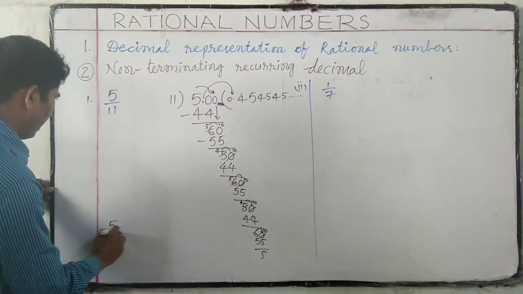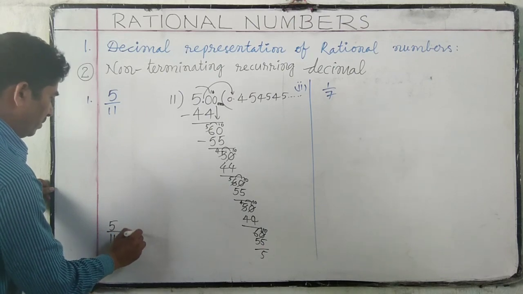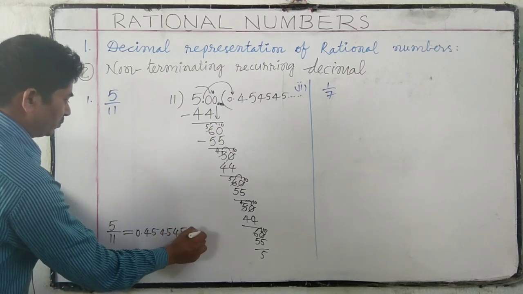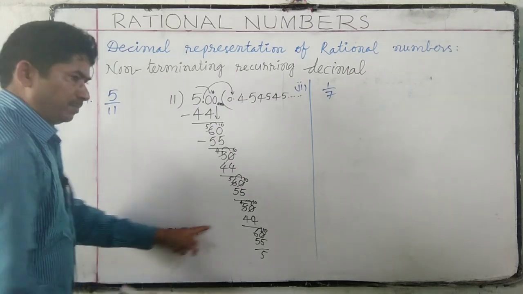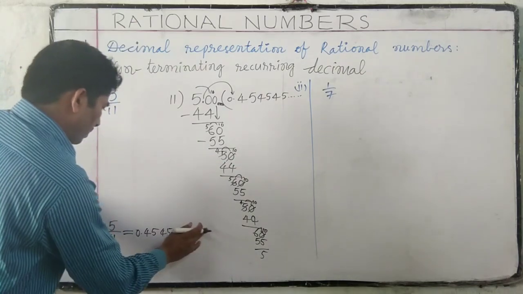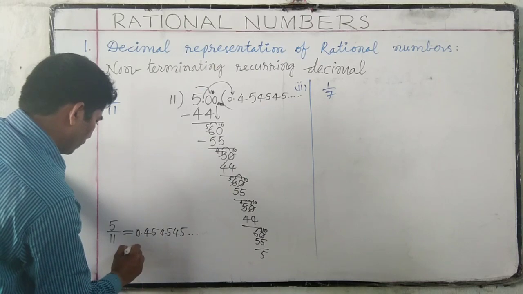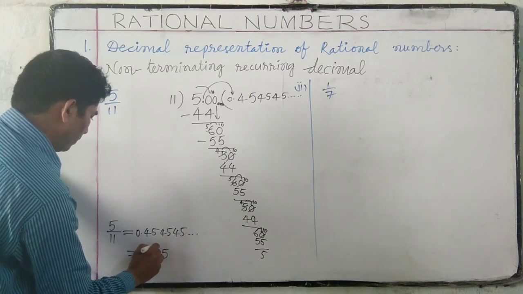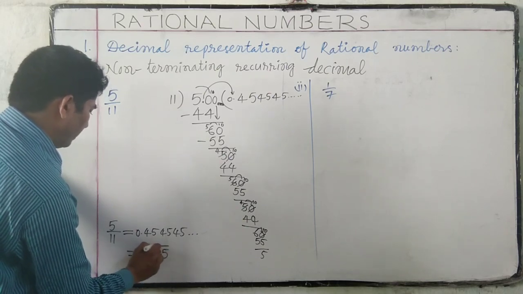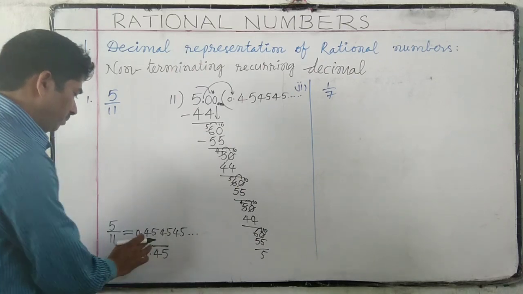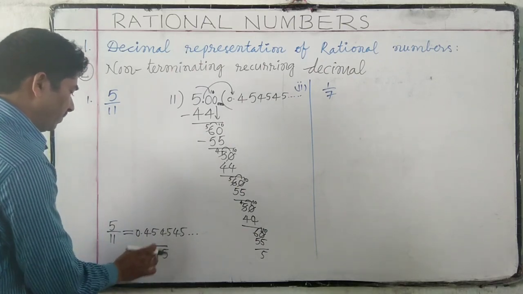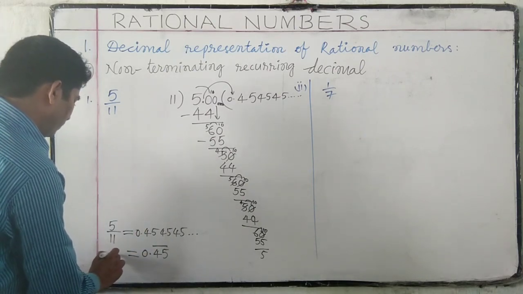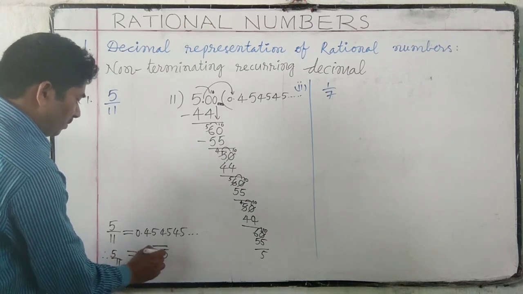So 5 by 11 is equal to 0.454545 and so on, like this repeating. We can represent this by keeping a bar over the part which is repeating. 45 is repeating, so we can keep a bar like this. Whichever number is repeating, we can keep a bar over it. So 5 by 11 is equal to 0.45 with a bar.